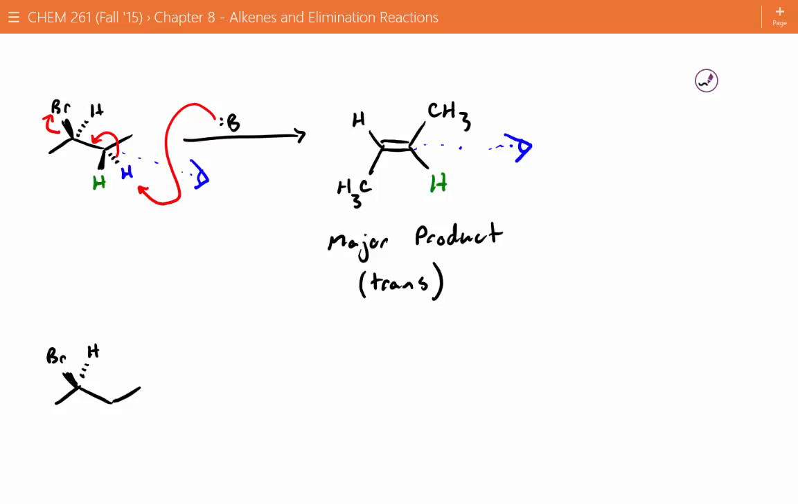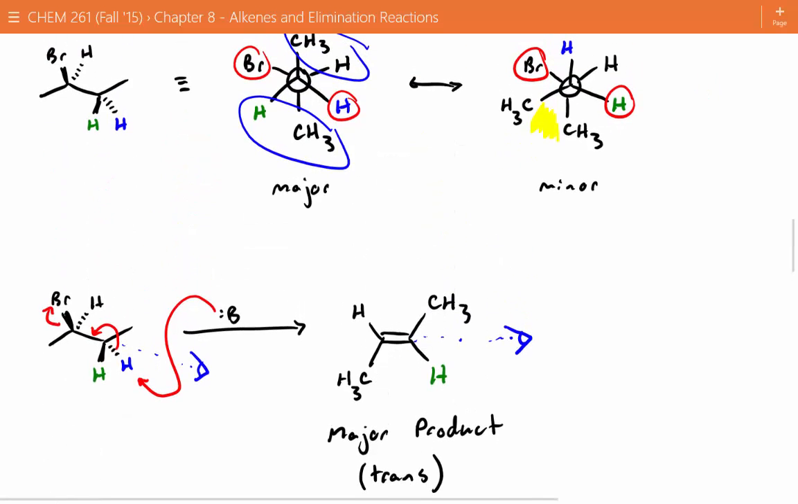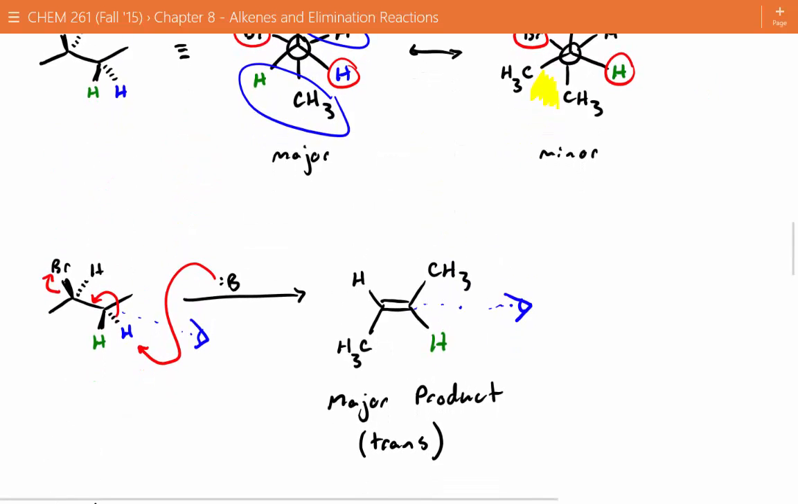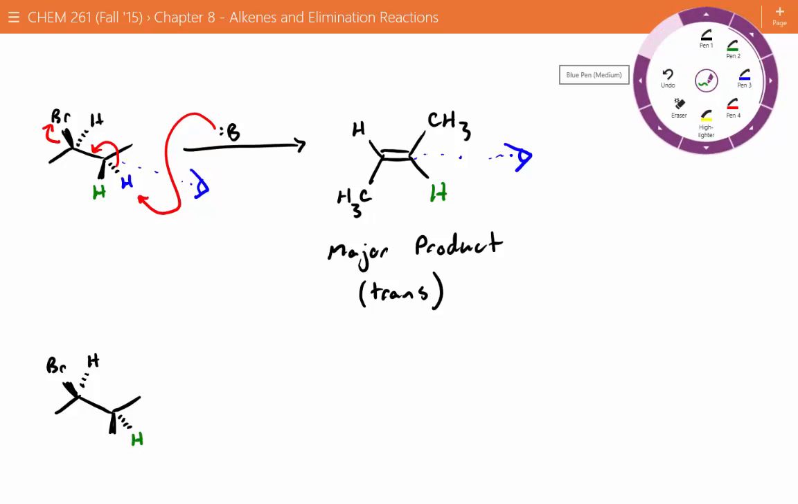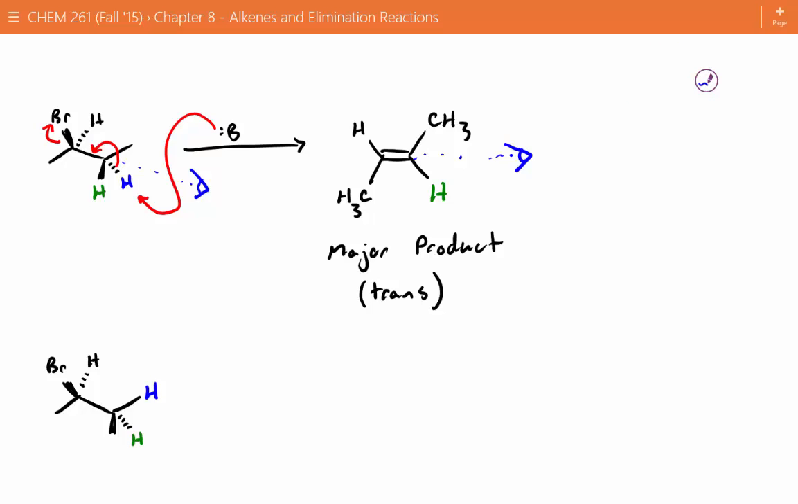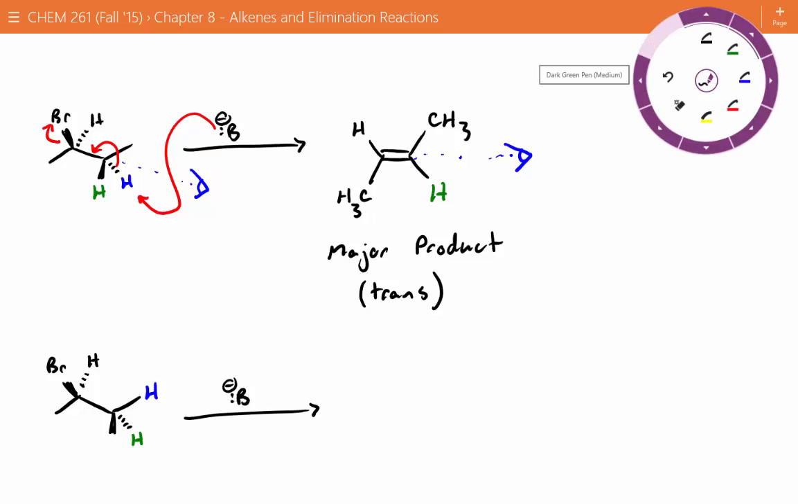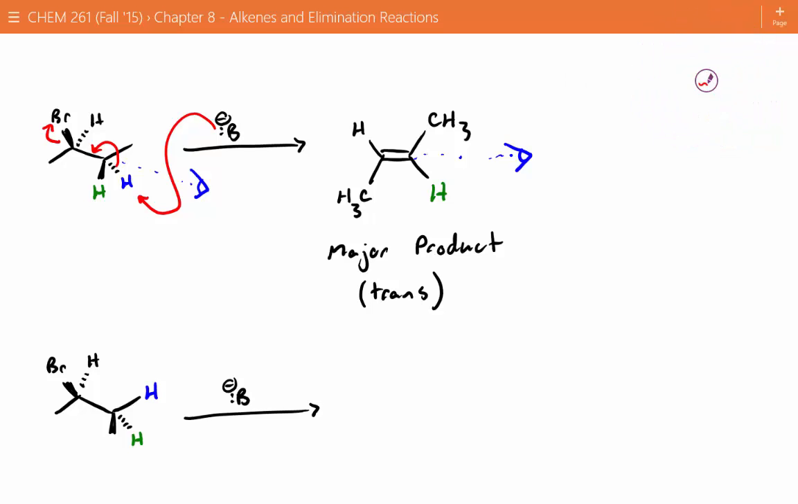But this time, we said that our green hydrogen is going to be going back and our methyl group is going to be going forward. So we want our green hydrogen here, our blue hydrogen over here. All right. Now we've got our base. Our base, we said this time, is going to go after our green proton, not our blue one. And we're going to kick off our bromine.